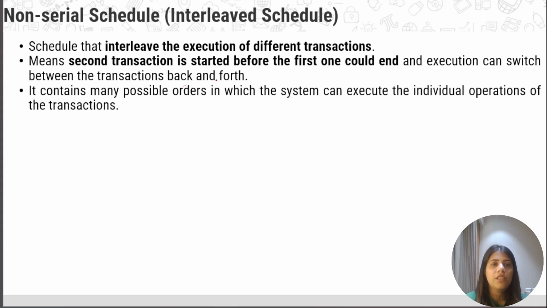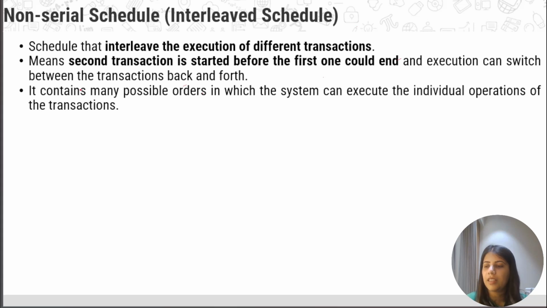A non-serial schedule interleaves the execution of different transactions, which means the second transaction has started before the first one could end, and execution can switch between the transactions back and forth. It contains many possible orders in which the system can execute the individual operations of the transactions.